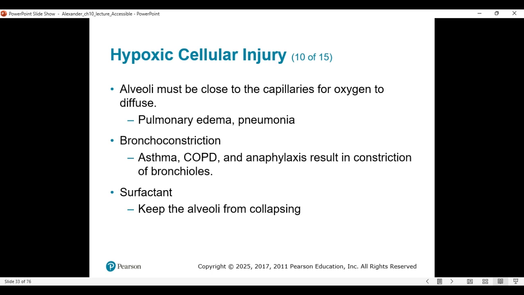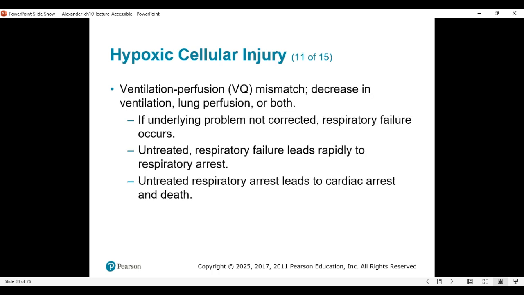We have this thing called surfactant in our lungs. This is what keeps the alveoli open. It keeps them from sticking together, so to keep them open or expanded. We've talked about the VQ mismatch before. So if we have a decrease in ventilation, lung perfusion, or both. So this is if we're not breathing enough, or our circulatory system's not working well enough to get the blood there for that exchange to happen.